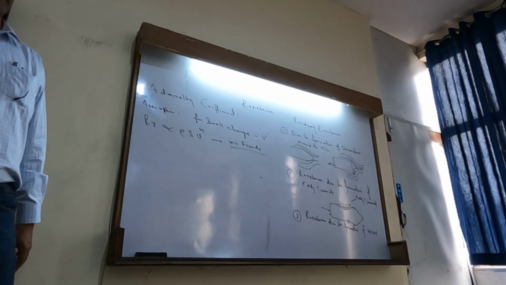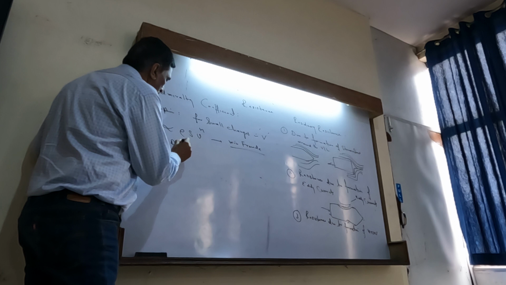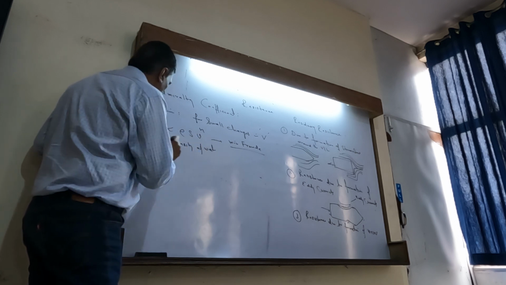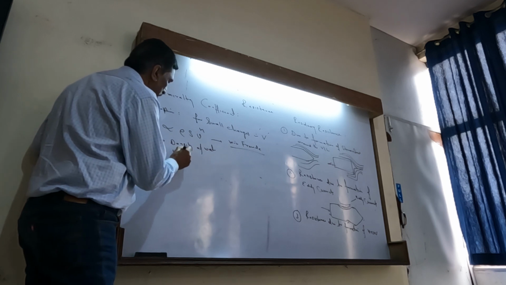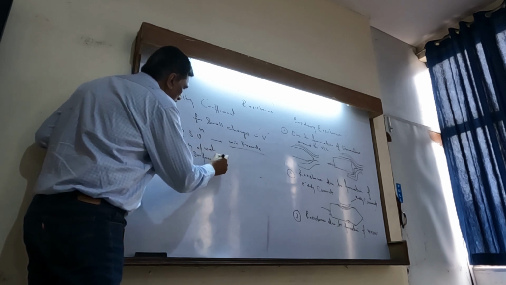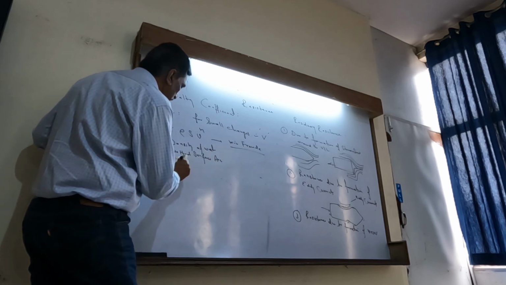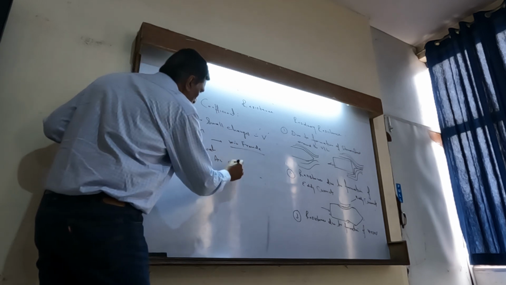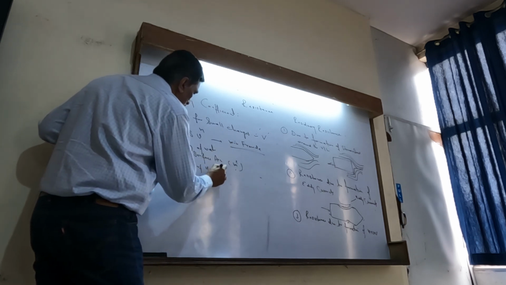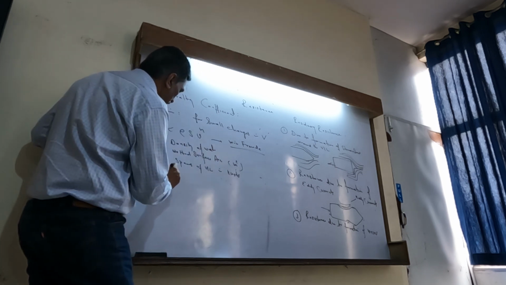Rho is the density of the water. S is the wetted surface area in meter square. V is the speed of the vessel in knots, and n is an index. Now the value of this index depends on the speed of the vessel, whether the vessel is slow speed, medium speed or high speed.